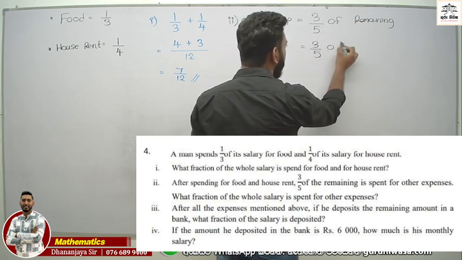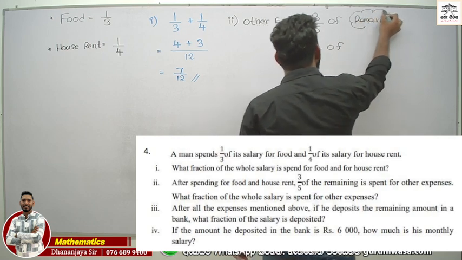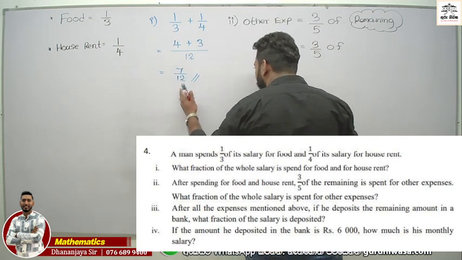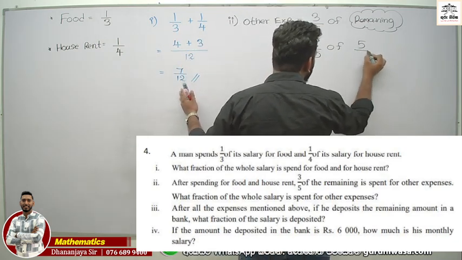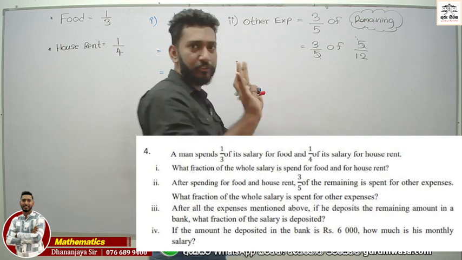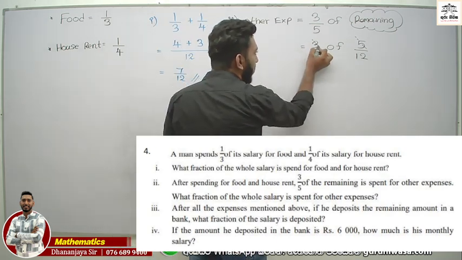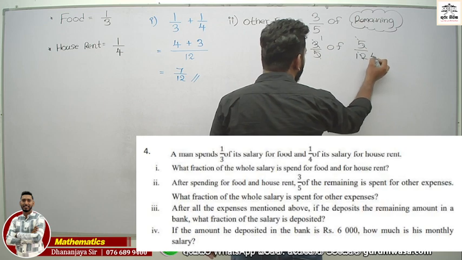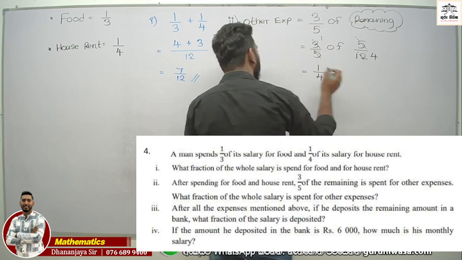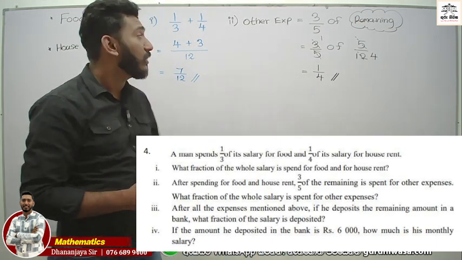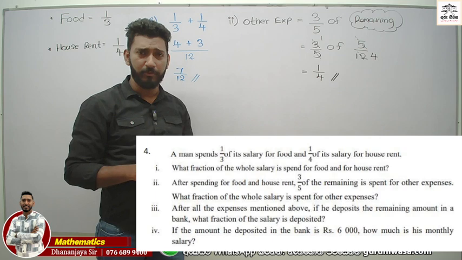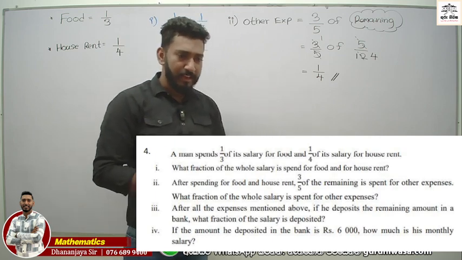Now we know the remaining portion. 3 over 5 of the remaining portion, where the sum of these two things is 7 over 12. Therefore, the remaining portion is 5 over 12. Now 5 and 5 cancel, as well as 3 times 1 and 3 times 4. Now the answer becomes 1 over 4. This is the answer for other expenses in his total salary. This is the expenditure value, right? 1 over 4.